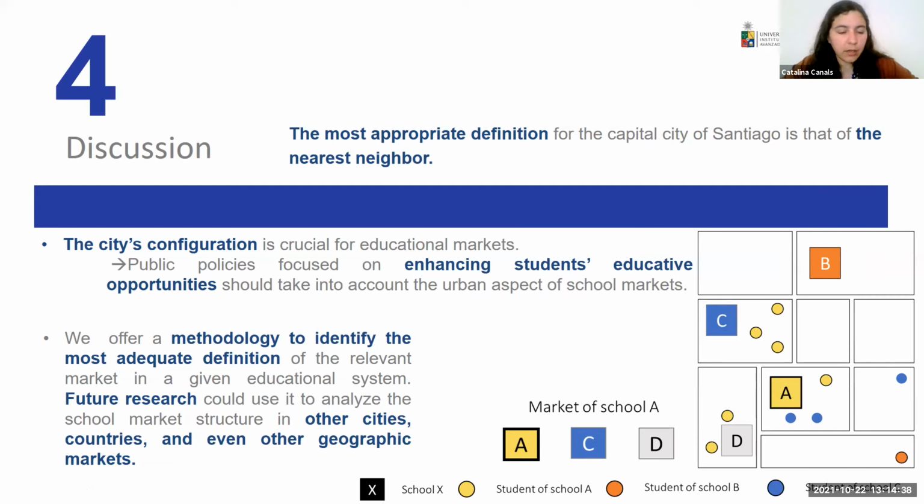And in more general terms, with this approach, we offer a methodology to identify the most adequate definition of relevant market that can be used in further research for other cities, for other countries, and even for other geographic markets. Thank you for your attention.